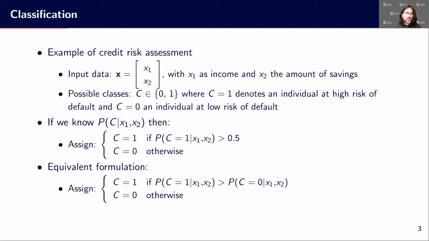We can get an equivalent formulation by stating that instead of looking at 0.5, we just look at whether the probability of C equal to 1 is higher than the probability of C equal to 0, given the same x1 and x2. If the probability of C equal to 1 is higher than the probability of C equal to 0, we assign the individual as a high risk individual with C equal to 1. Otherwise, it is a low risk individual with C equal to 0.